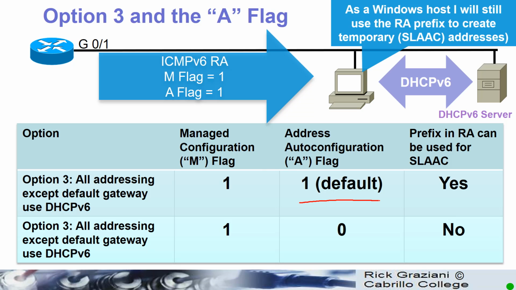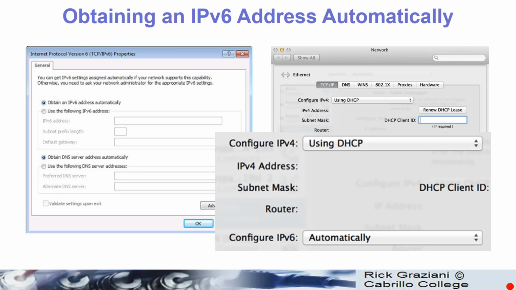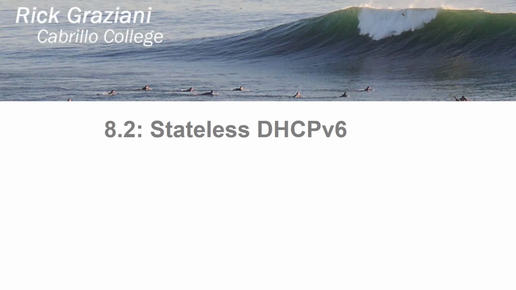If 1 is set, which is set by default, use the prefix. If 0 is set, you have to get the address from the IPv6 DHCP server. So again, if the A flag is set, no SLAAC, no prefix from the RA. So obtaining an IPv6 address automatically, as long as it's set to use the information automatically, you should be able to get it, because it should be automatically set to be configured.